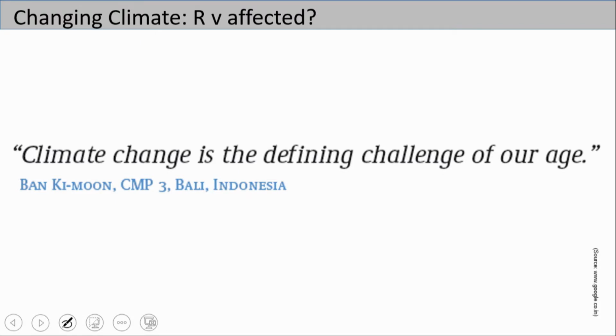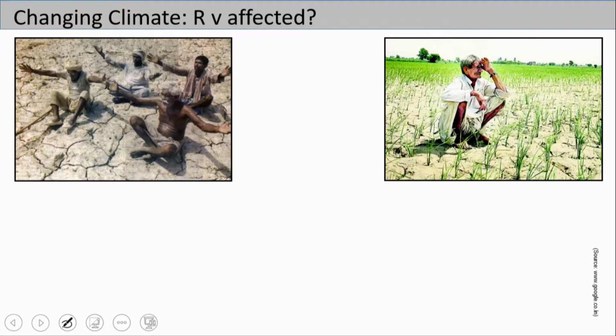Things keep on changing. And then when we look at our surroundings, the way it changes, we see the climatic changes. Although there are other things that change, the most severe thing that we see around us at any place, especially in India, changes because of the climate. And if we recall, one of the UN Secretary General, Ban Ki-moon, has said that climate change is the defining challenge of our age. That means we are the most affected by the climate change. And the way we see it in our surroundings is in the form of something like this.